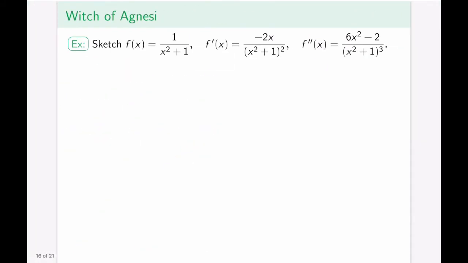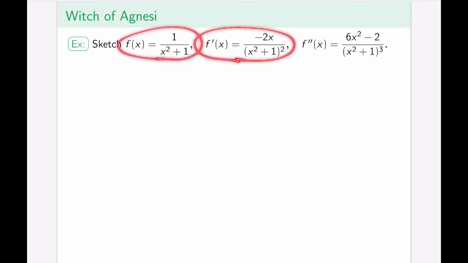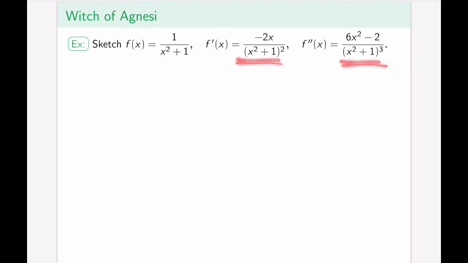One more example here. This is a standard type of example for these questions. I will give you the function, the first derivative, and the second derivative, so that you can perform the derivative analysis without having to actually derive the formulas yourselves. This curve is called a wedge of Agnesi.